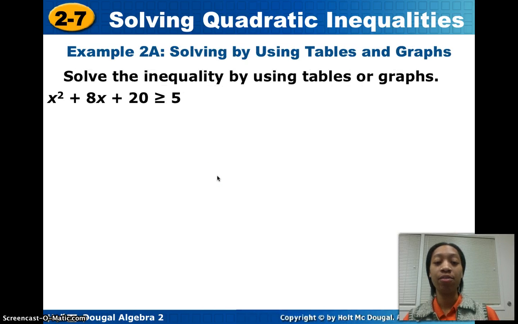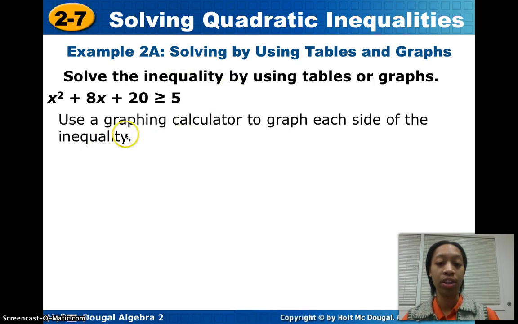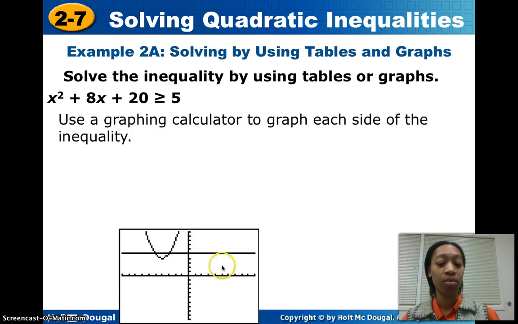So let's see if we can graph this one, and we are going to use a graph to graph our final answer. So let's see. First of all, let's go ahead and graph it using a graphing calculator to graph each side of the inequality. Okay, so first I'm going to graph y equals x squared plus 8x plus 20.